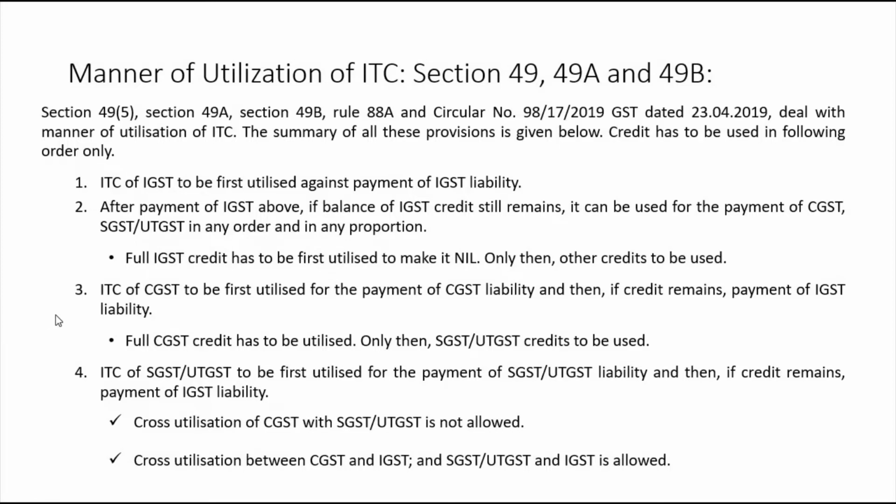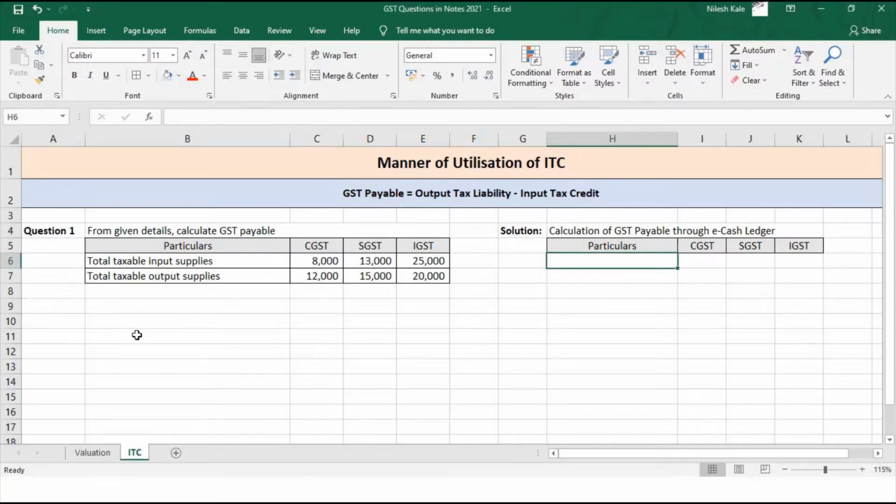Now we will start a simple problem. This is the question given. I have made the formats also. From the given details, calculate GST payable. Total input supplies for the given month or year, whatever is the case, is given here: CGST 8,000, SGST 13,000, IGST 25,000. Total output taxable supplies is also given: CGST 12,000, SGST 15,000, IGST 20,000.